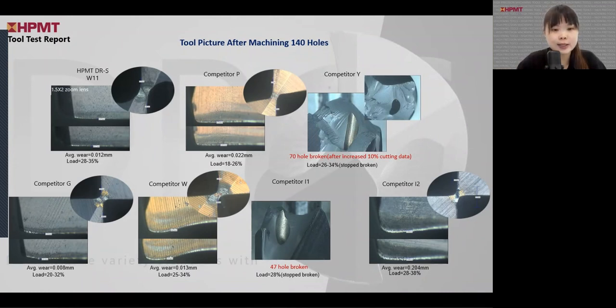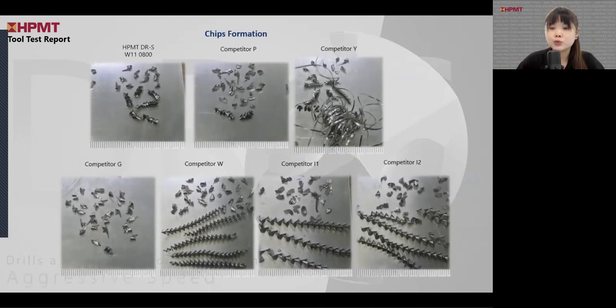As you can see here, we have two tools that unfortunately cannot make it to the end, but our DRS can still make it to the end, giving an average wear of about 0.012 mm. Compared with the others, it is actually ranked second in terms of tool wear. So let's move on to check the other criterion we use to compare performance.